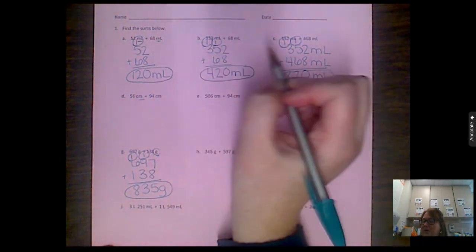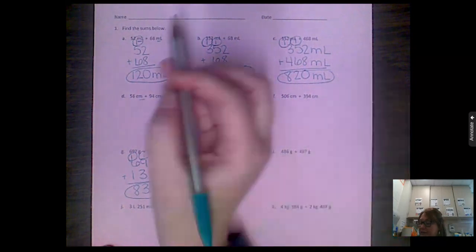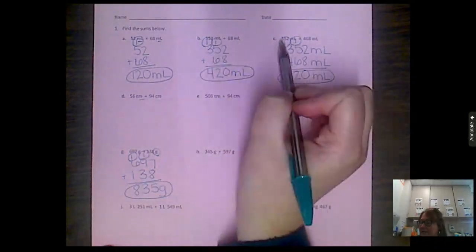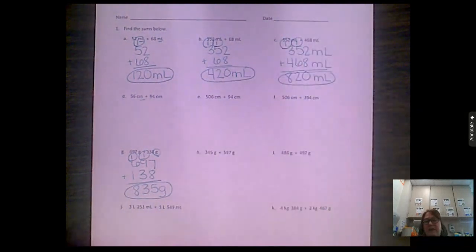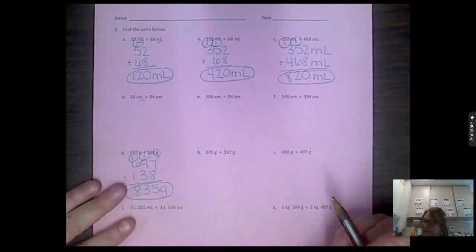Yeah, they all have 20, 20, 20. So 120, 420, 820. And then if we continue to look, this is 52 and 68, 52 and 68, 52 and 68. We just changed the hundreds. Good. How do we do with that top row? Good. Let's continue on checking.